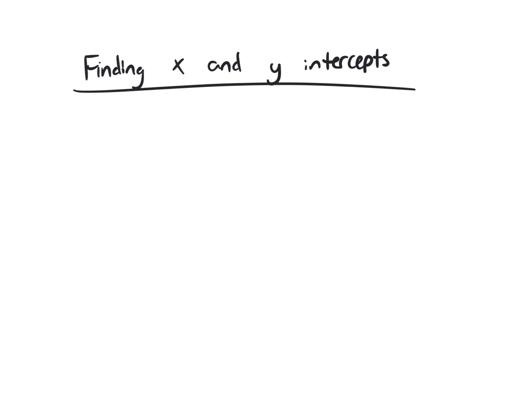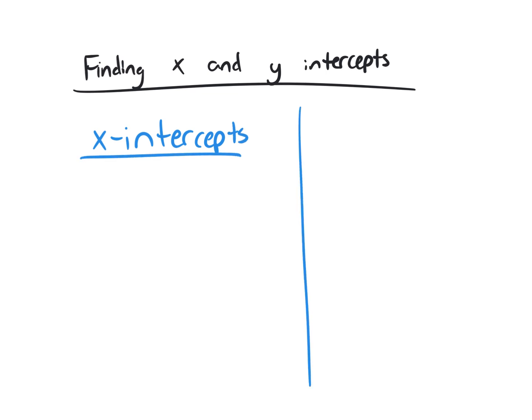But now we're going to say, what if we don't have a graph? If we don't have a graph, we obviously can't do that. So we are going to talk about how to find them algebraically. I'm going to make a little t-chart here, and I want you to do the same. We're going to talk about x-intercepts, and then on this side, I'm going to have y-intercepts. I want you to make the same t-chart.